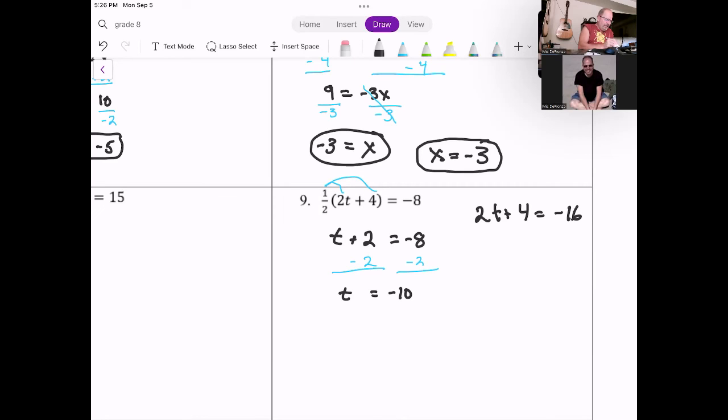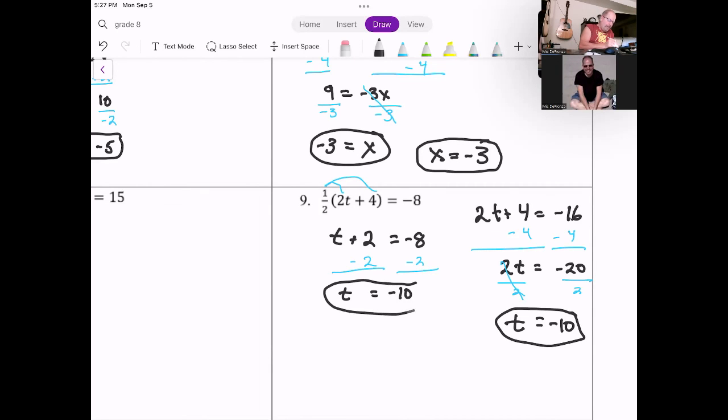Now over here, I might have one more step. I'm going to subtract 4 from both sides. And I get 2t equals negative 20. And then I'm going to divide both sides by 2. See, there's that extra step. t equals negative 10. Of course, we get the same answer because it's the same problem, and we didn't use a bad rule. We used good rules.